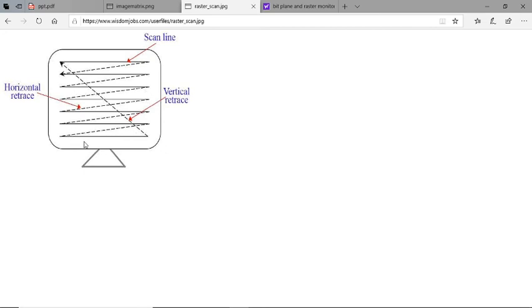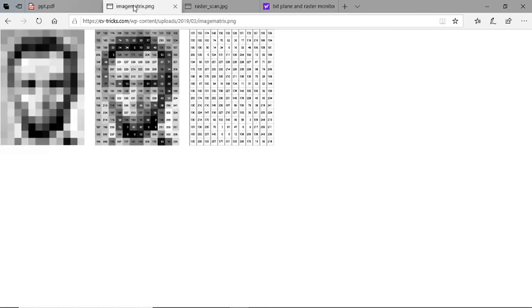And once the image is drawn, the image has to be refreshed, redrawn, so the electron gun again goes back to the start of the screen. This is called vertical retrace. So the electron gun in raster displays has horizontal retrace and vertical retrace.